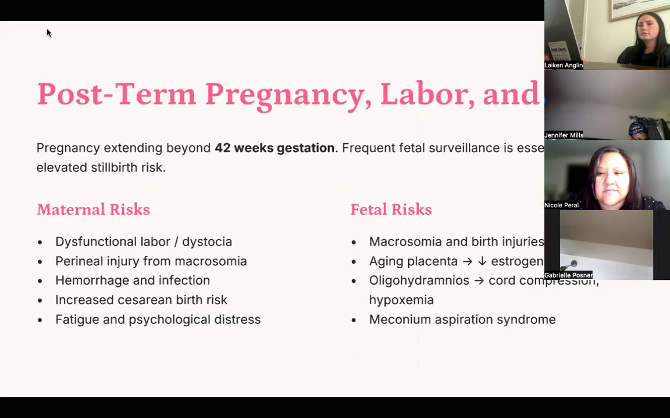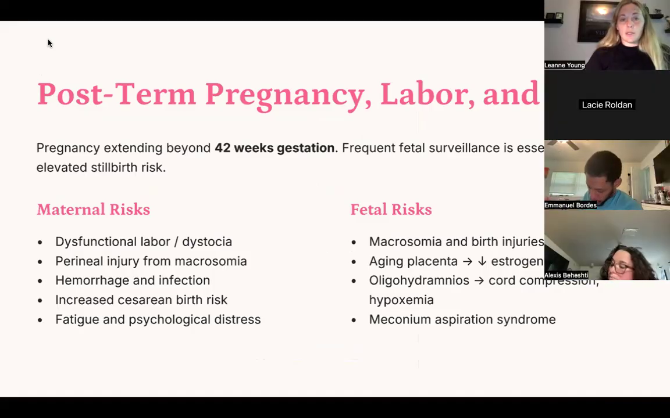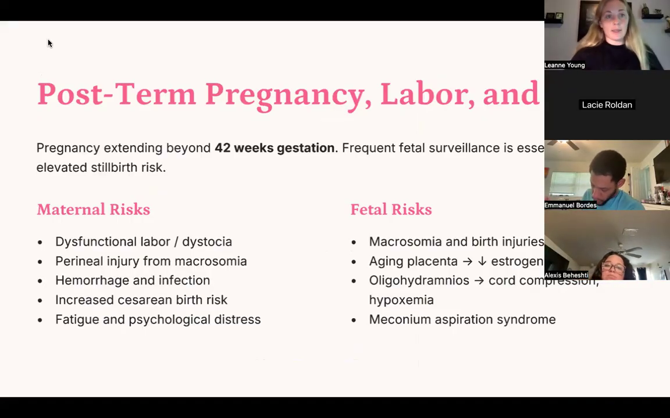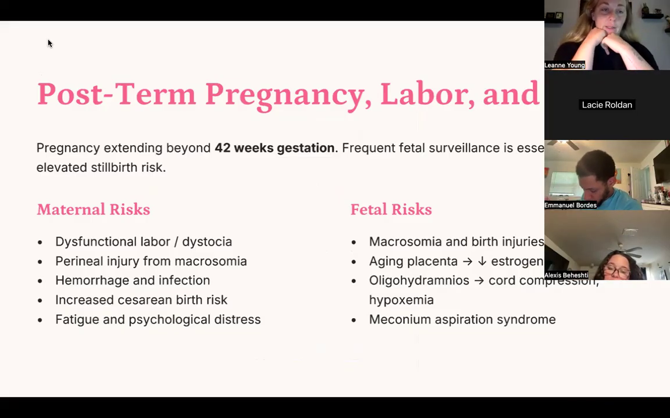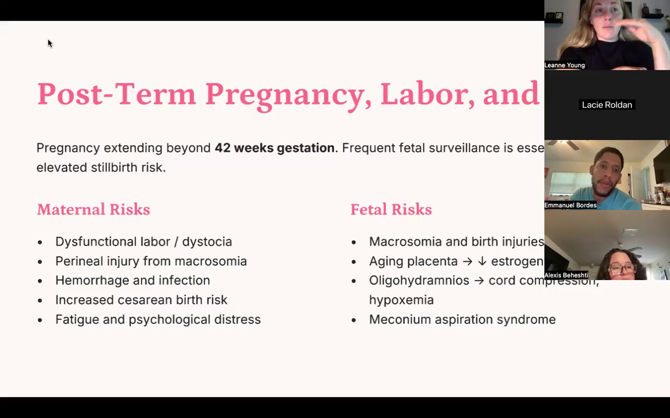All right. So we talked about preterm labor, delivery, and birth. What are the risk factors associated with a post-term pregnancy, labor, and birth? Post-term is defined as a pregnancy that extends beyond 42 weeks of gestation. And this comes with its own set of risk factors, right? Going early has risk factors, going too late has risk factors. Frequent fetal surveillance is essential due to the elevated stillbirth risk. The further past a due date a mom is, the more increased the chances are for stillbirth.